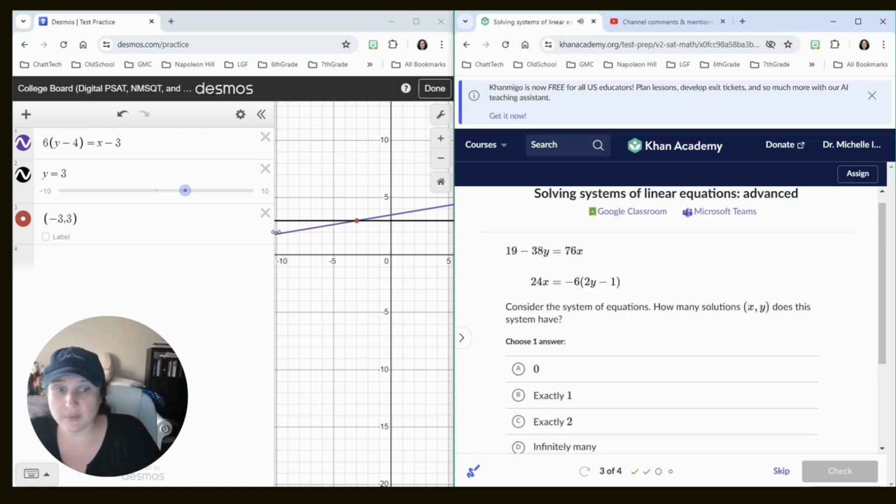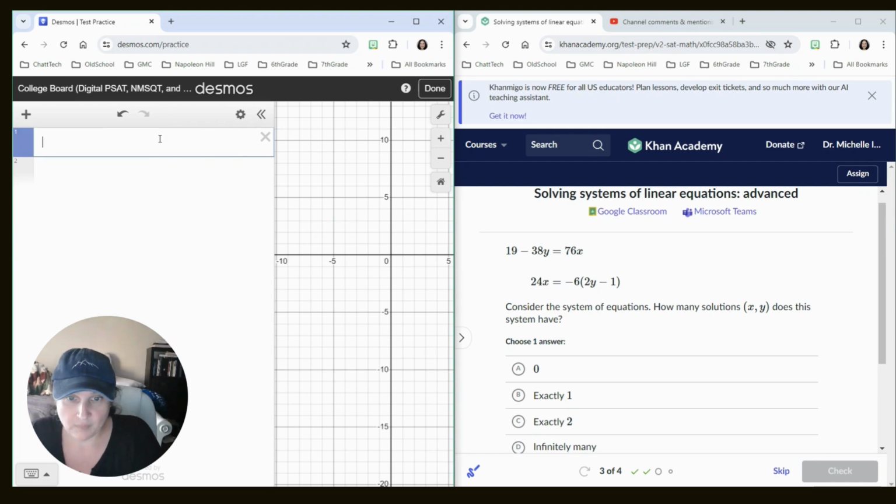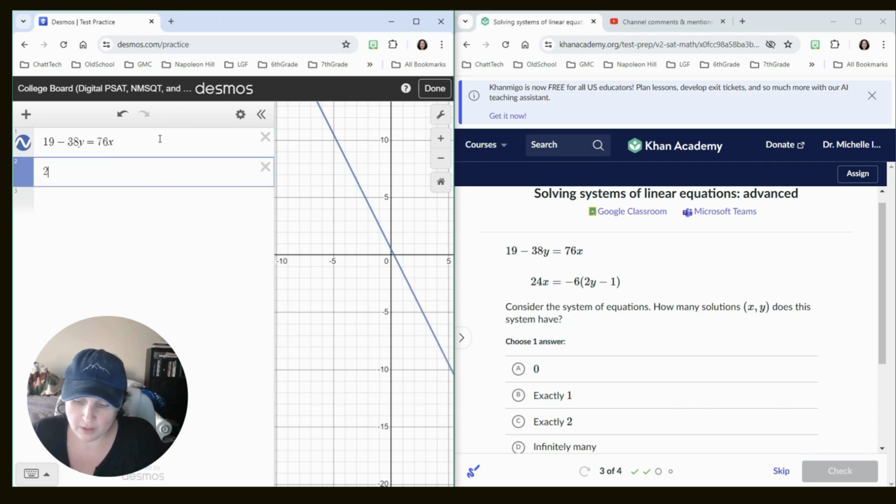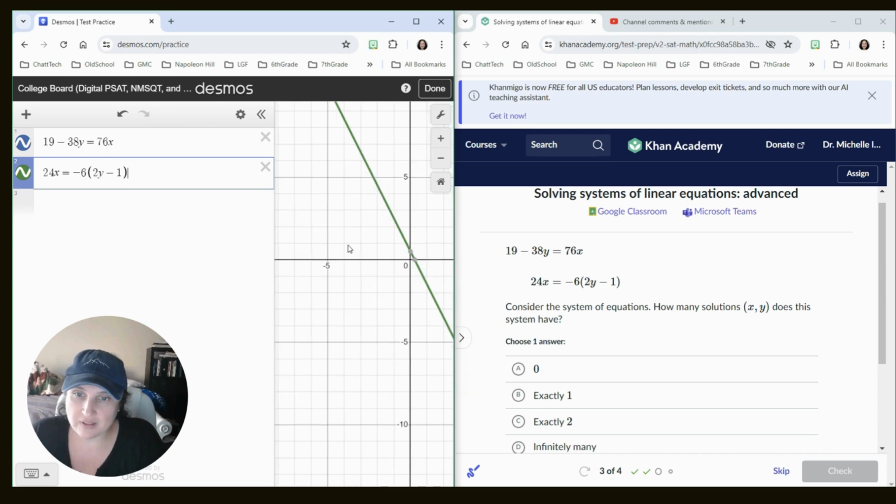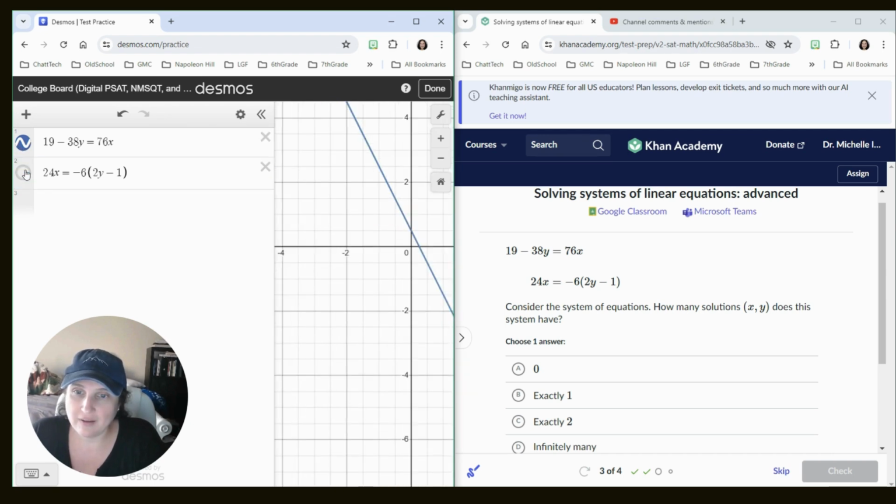Okay, let's look at this one. How many solutions does this system have? 19 minus 38y equals 76x. 24x equals -6 times 2y minus 1. Holy moly, there's a whole lot going on. Our blue and green lines are exactly the same. So because of it, it has infinitely many.